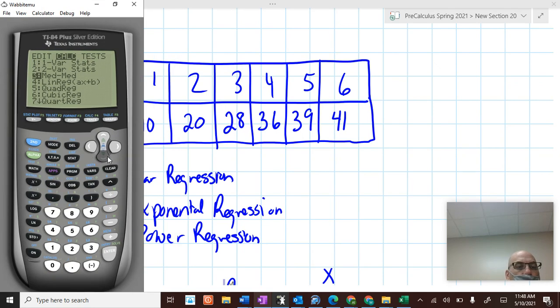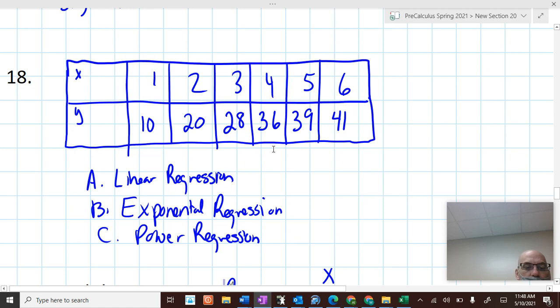Wait, what number is it for linear 8? Oh, you know what? I did 9 for exponential, and it was 10 for 0 for exponential. There we go. All right, 919. Yeah, so power was the best. Okay.